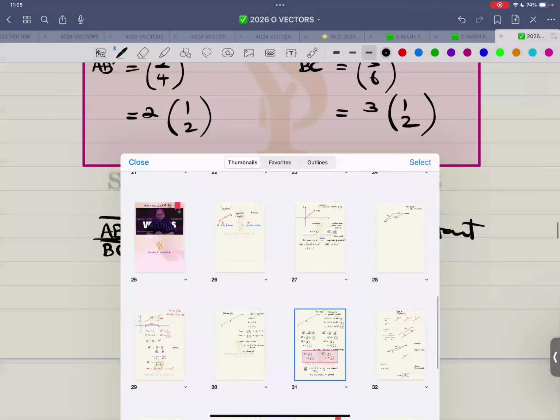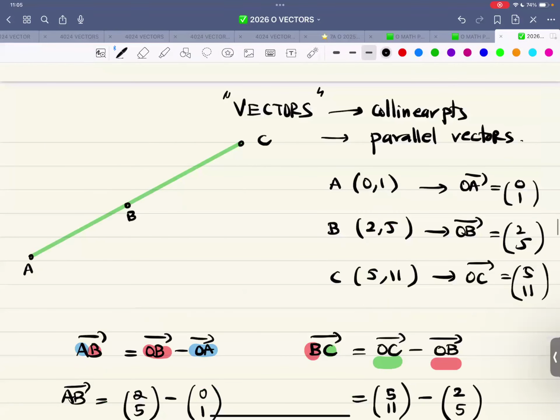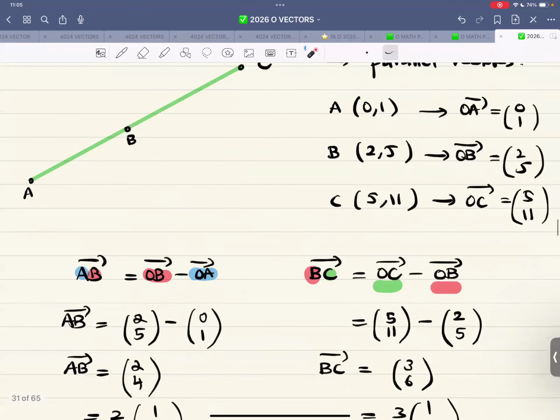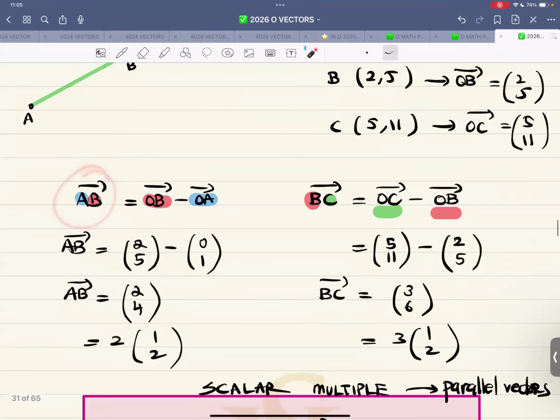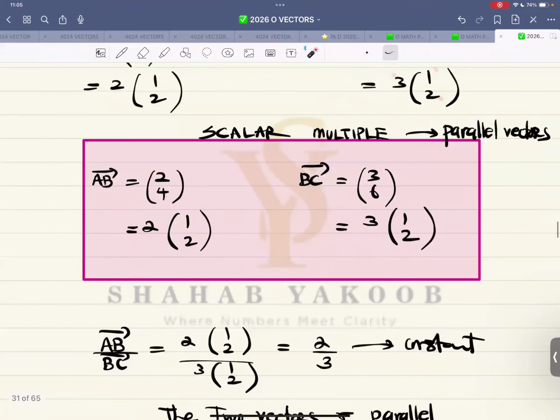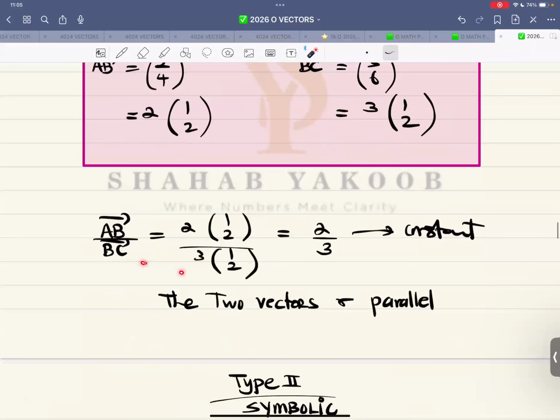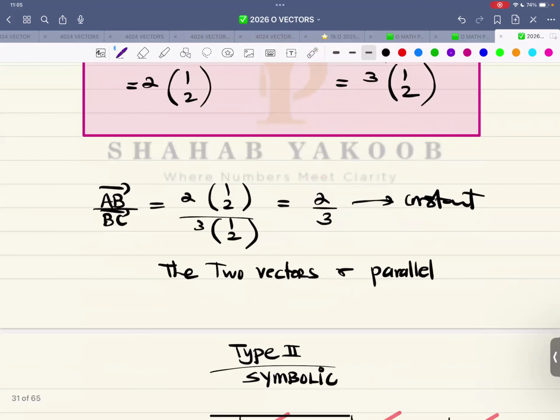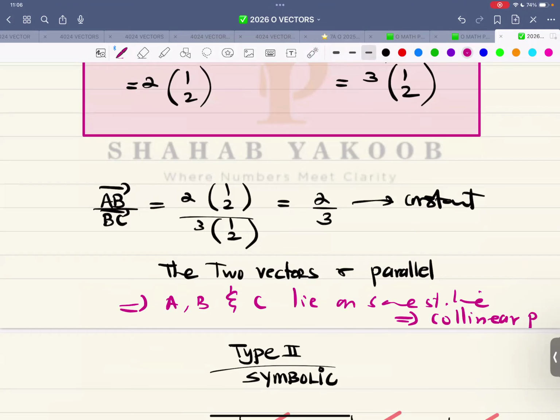Let me go up. That's right over here. We were talking about collinear points. We were talking about parallel vectors. We were talking about coordinates. AB is 2 bracket 1, 2. BC is 3 bracket 1, 2. If I take these two vectors and if I divide, if I get a constant, that means the two vectors are parallel. It also means that A, B, and C lie on the same straight line. If they lie on the same straight line, that means they are collinear points.